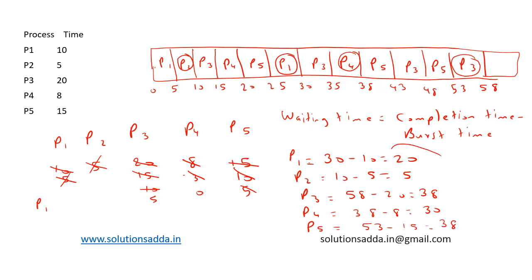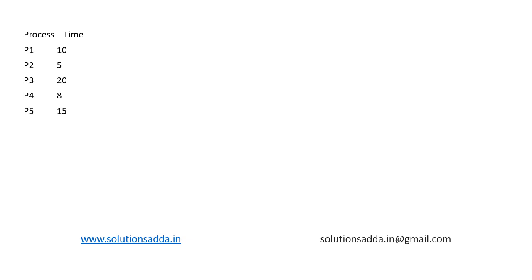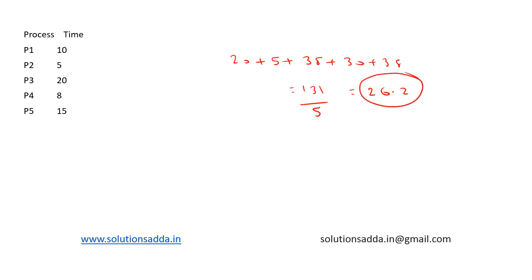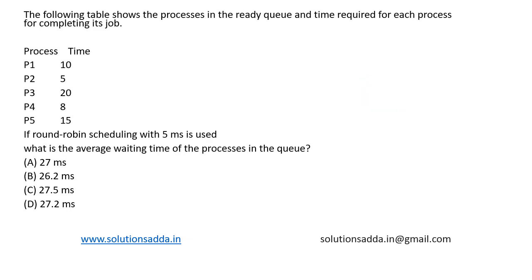So the average waiting time will be the average of these 5 values. So let's calculate the average waiting time. This is equal to 20 plus 5 plus 38 plus 30 plus 38. This is equal to 131 by 5. That is 26.2. This is the average waiting time. So based on the options, option B is the right choice.